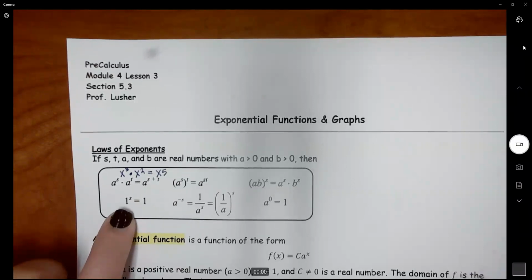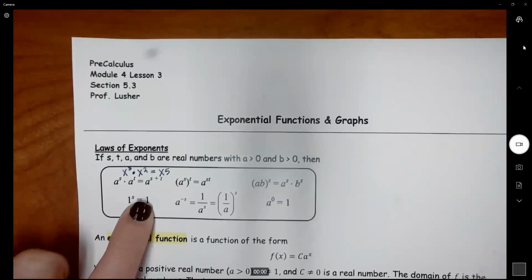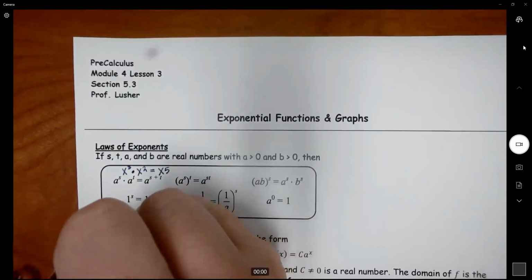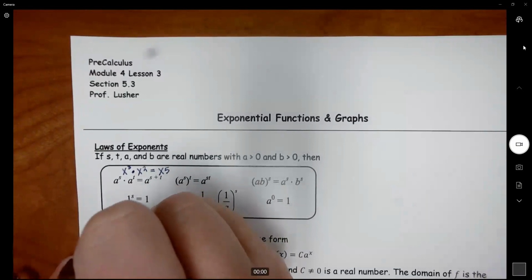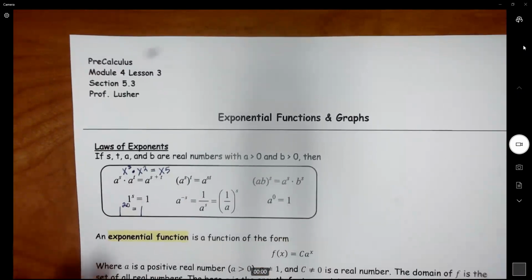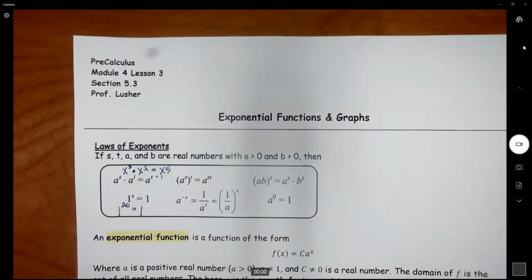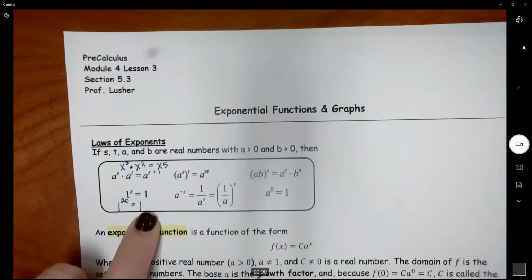If you have 1 to any power, that's going to be 1. So if you have 1 to the 20th power, that's 1. No matter how many times you multiply 1 by itself, it's not changing.